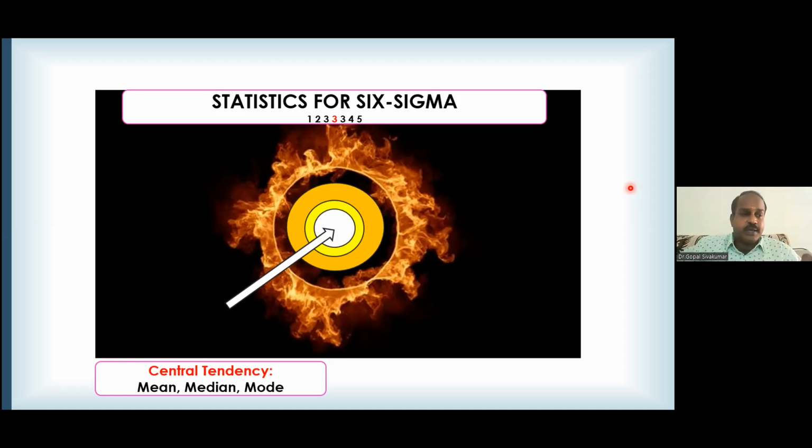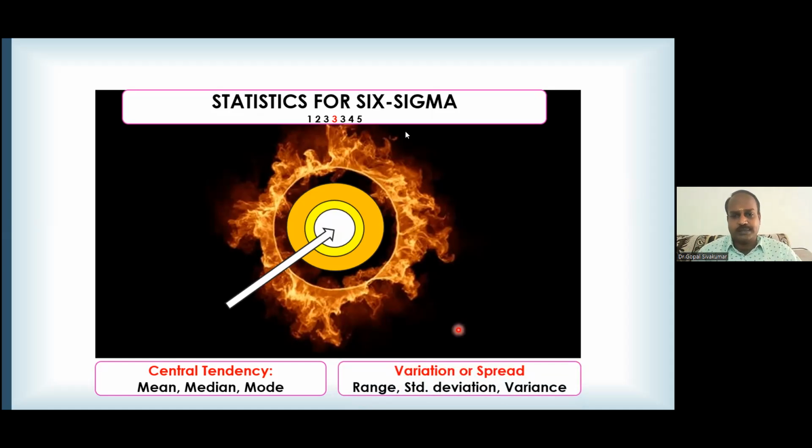So how do I measure the central tendency? How do I measure what we call the deviation or the variation? So central tendency can be measured using three measures. One is mean, another one is median, and another one is mode. And the variation you can measure using three parameters. One is range, another one is standard deviation, another one is variance, right?